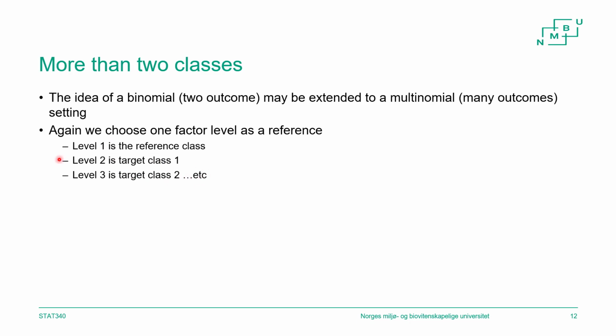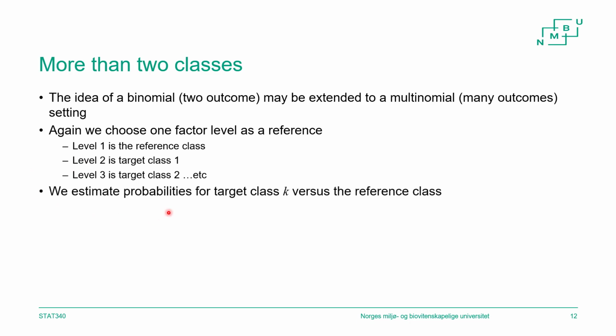So that's the difference. You can say that instead of having one binomial, we now have several binomials, in a sense. And we estimate probabilities for target class K versus the reference. The reference is always fixed here. So you can write it like this, where you now have K target classes, or K indicates which target class.